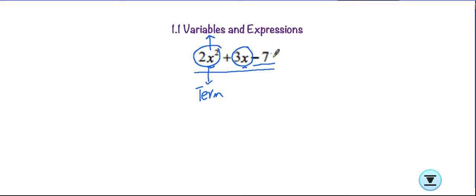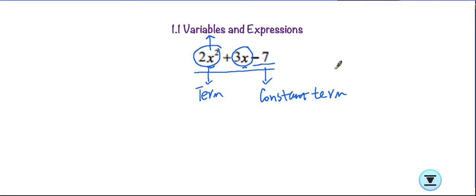So some students might wonder, do we also call -7 here a term? Yes, every single part in expression we call term. And just because this is a number, no variable, we call it constant, just because it's not changing, constant term. Okay, this is just a very quick review for this.